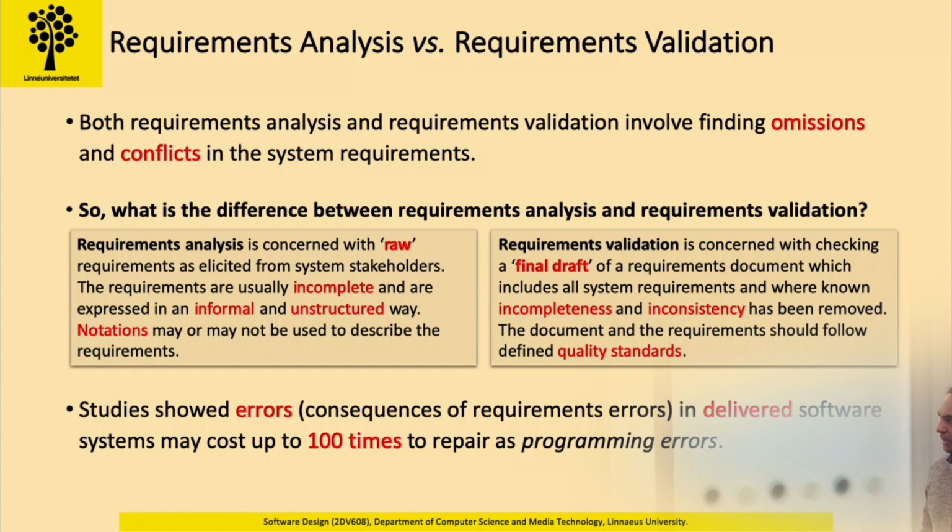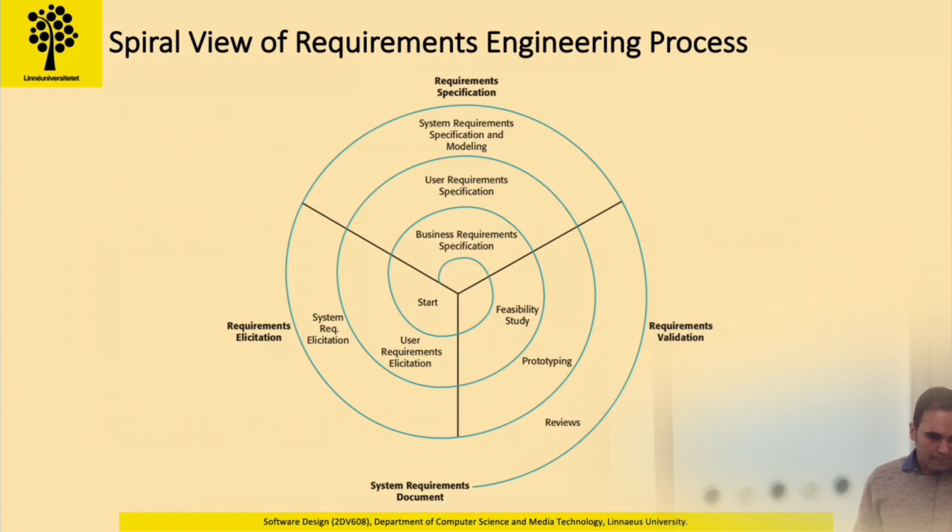So if you remember this figure from the previous lecture, requirements validation is in the third or final phase of the requirements analysis, and before that you have requirements specification and requirements elicitation. The requirements validation that we are interested in today basically involves reviews of the requirements, prototyping, and feasibility studies. All of these are part of requirements validation.